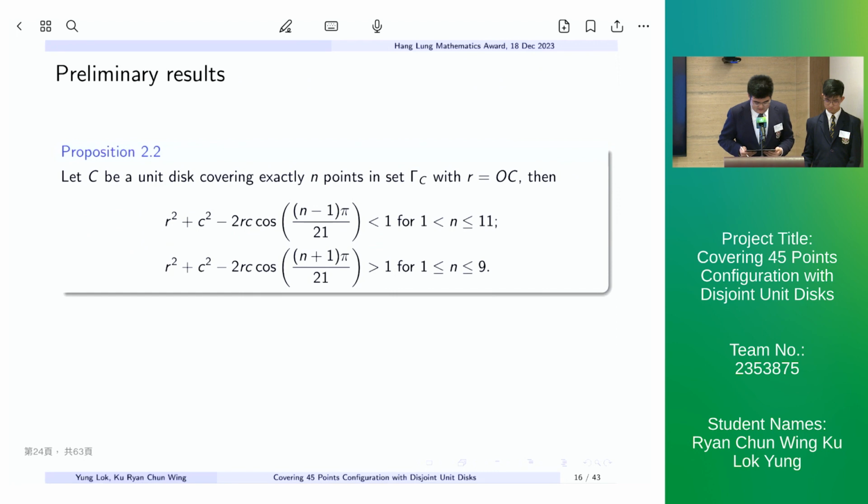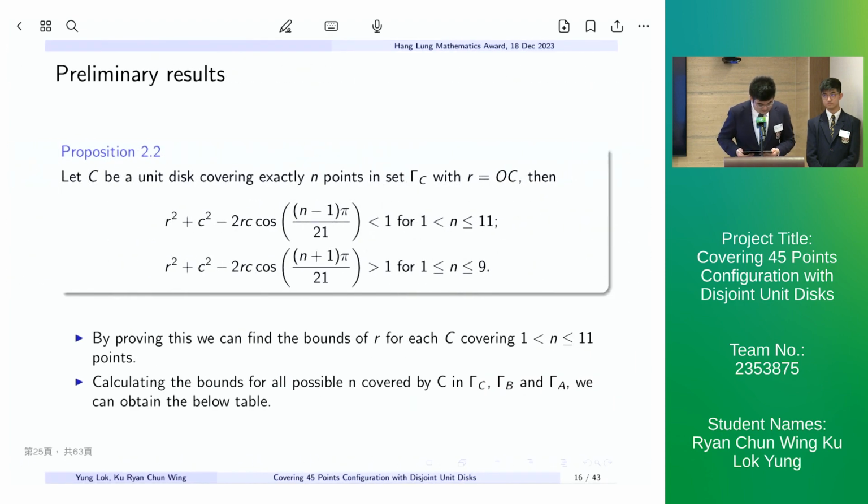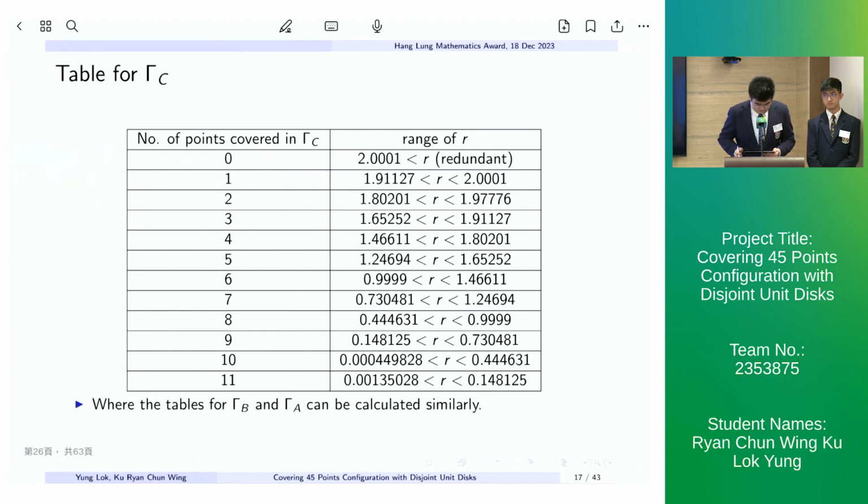Now we can show some preliminary results from inspecting the problem. Firstly, we can calculate some bounds for the distance between the disk center and the origin, corresponding to how many points they cover in gamma A, B, and C, as shown in proposition 2.2. Then by calculating all the bounds, we can construct the table shown, which the table for gamma A and gamma B can be obtained as well.